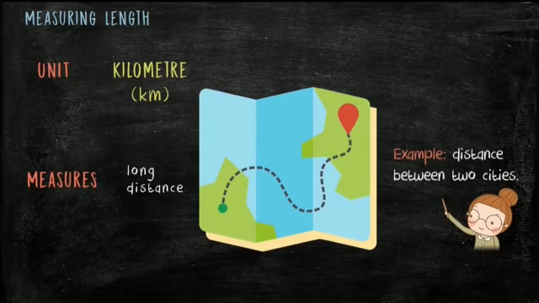Now, another unit to measure length is kilometer. Kilometer is denoted as km. While writing kilometer, you can write km. Kilometer we use to measure long distance. Long distance means the distance between two cities or two towns or two states, which is really very long. That time we use kilometer.